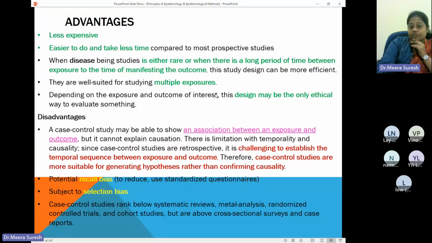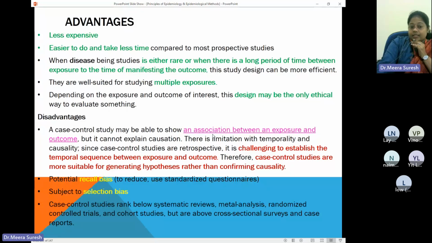And depending on the exposure and outcome, the design may be the only ethical way to evaluate something. As I told you, just to know whether smoking and lung cancer are related, we can't ask people to start smoking and then study. It's not an ethical way. So it is better to start with people who have had lung cancer and then go back to see whether they smoked or not.